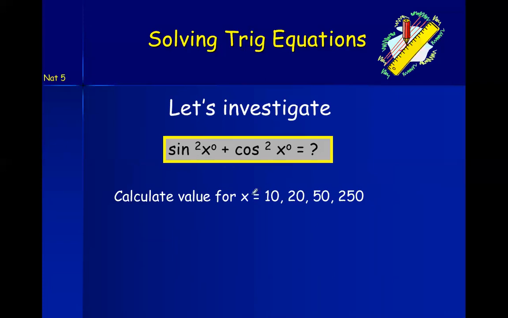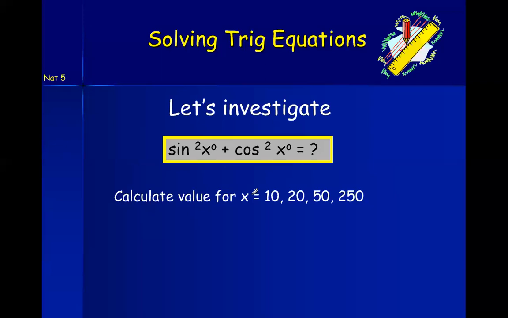So remember, on your calculator you type sine. You need to do shift square, don't you? You can do square, sine of 10, close bracket, shift plus, cos 10, close bracket, square.